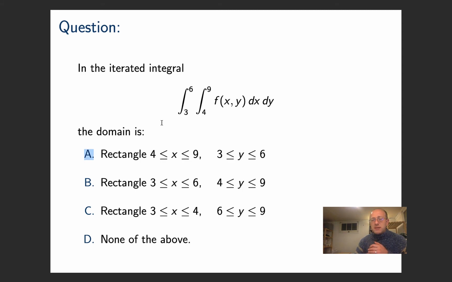Students struggle with this, so pay attention to how we set up the integrals and pay attention to these domains. Imagine that these integrals are nested one inside the other, and the inner integral has 4 to 9 dx. That's how I know that x is going from 4 to 9. The outer integral has 3 to 6 dy. That's how we know that y is going from 3 to 6.